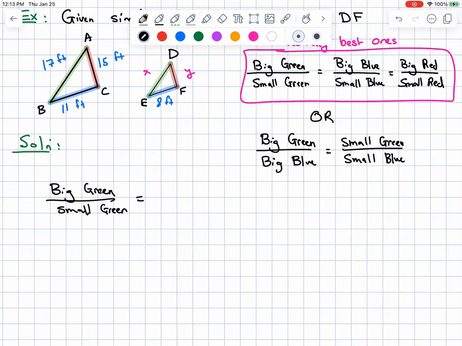Because if I were to do big red over small red, let's not write this down, I'd get big green is 17 divided by small green, which is X. If I were to do big red over small red, I would get 15 over Y. Now I have an equation that has two variables and I can't solve for one over the other. So that's the reason why I can't use red yet.